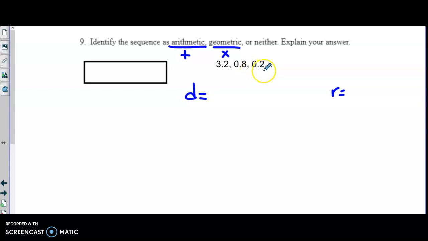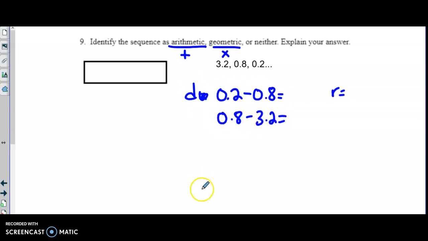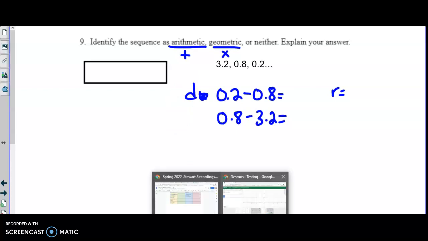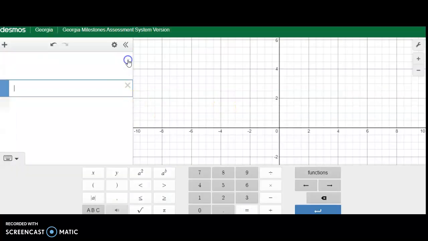So we start with our first number, 0.2, and we're going to subtract the next one, 0.8, to see what that equals. And then we're also going to try 0.8 minus 3.2 to see what that equals. And if they equal the same thing, then we have found a common difference. So let's try it.